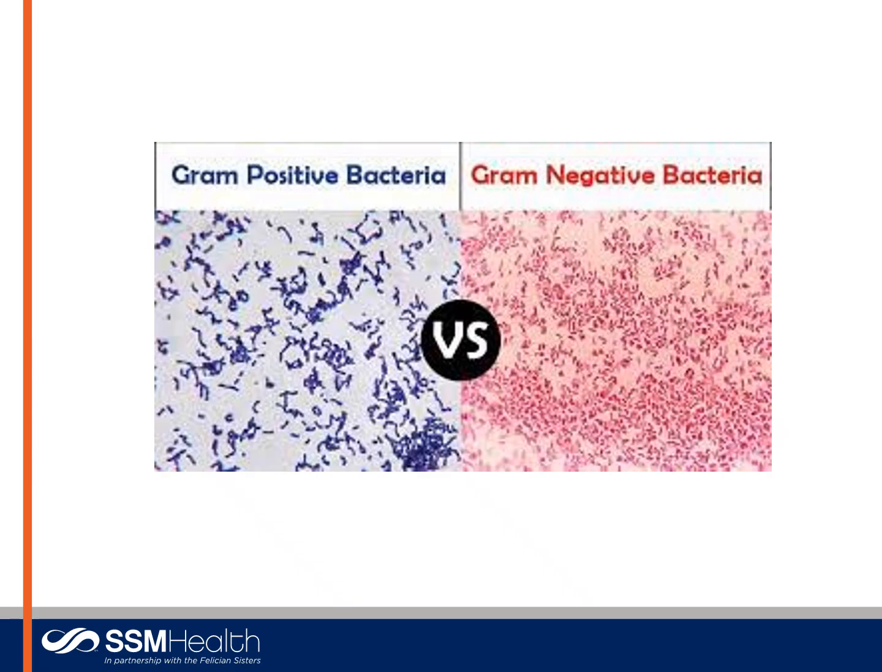This slide is an example of gram-positive bacteria versus gram-negative bacteria. You can clearly see the purple staining of the organisms on the left and the pink staining organisms on the right.